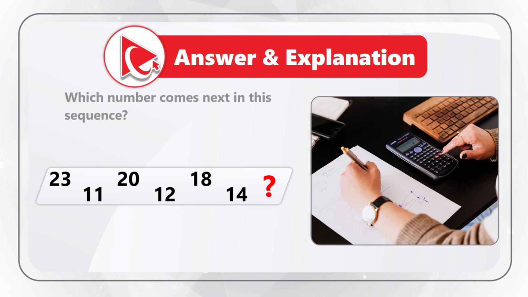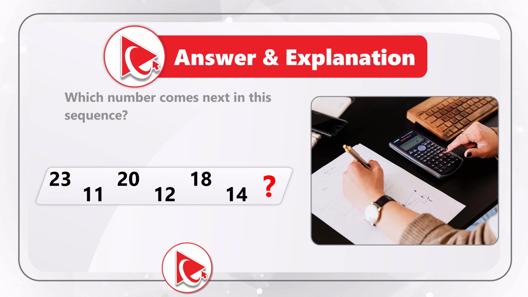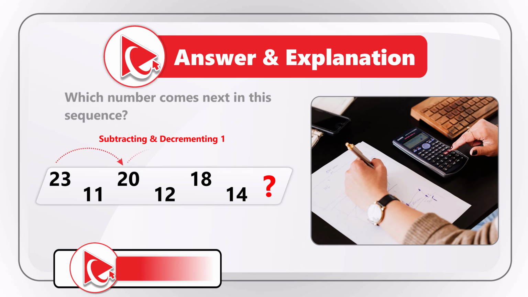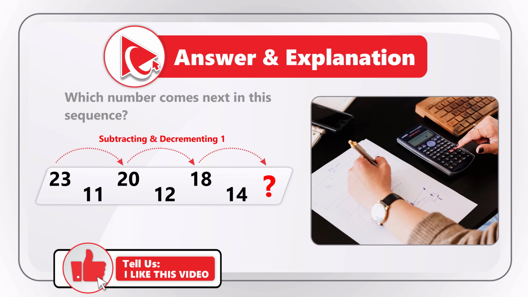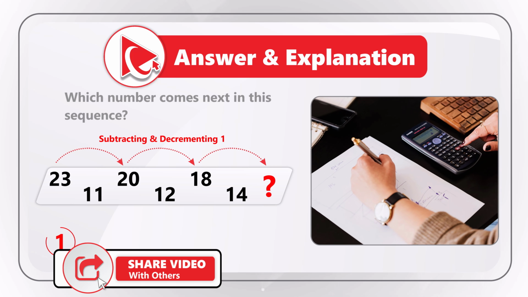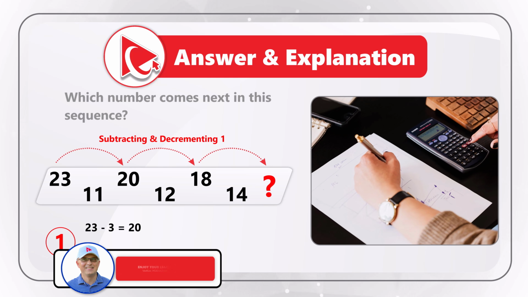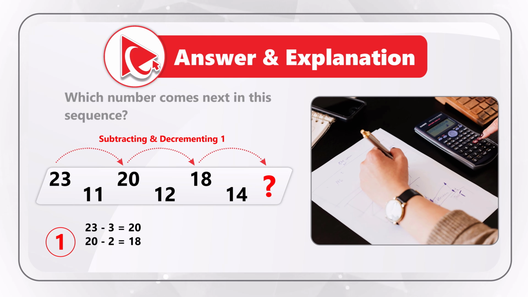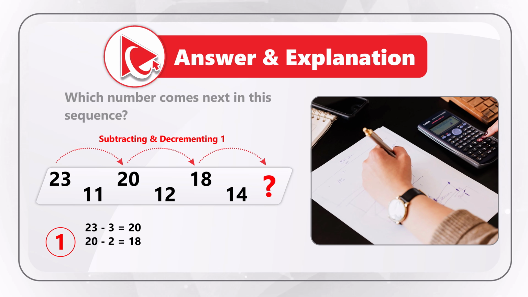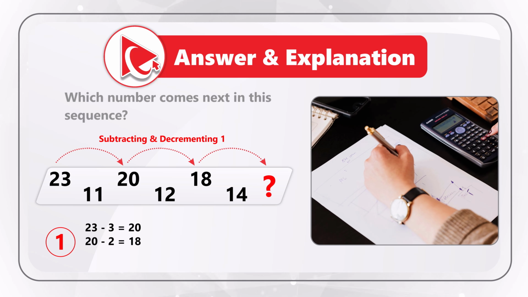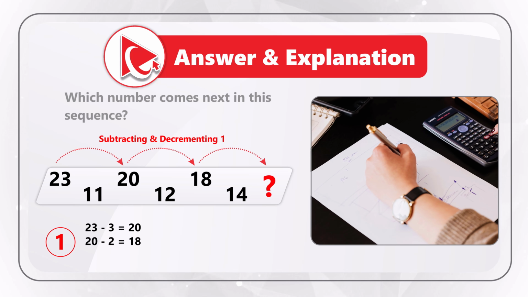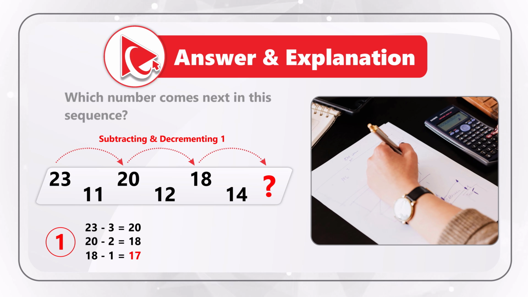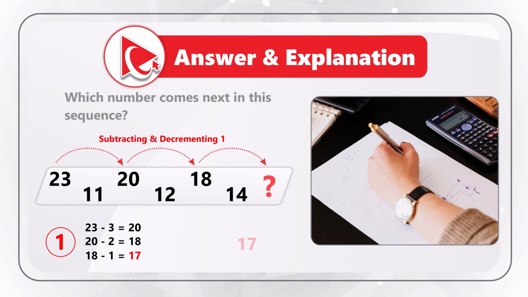represent the first pattern, and the next number is calculated by subtracting a decrementing number from the previous number. Let's look at the example. 23 minus 3 equals 20. 20 minus 2 equals 18. You see that the 3 is decremented by 1 to get to 2. The next number is calculated as 18 minus 1, which is a decrement from 2, equals 17.